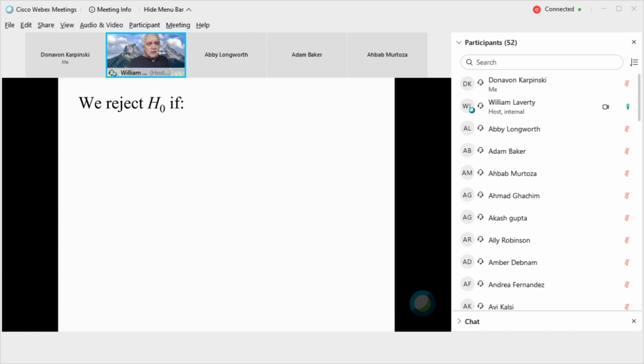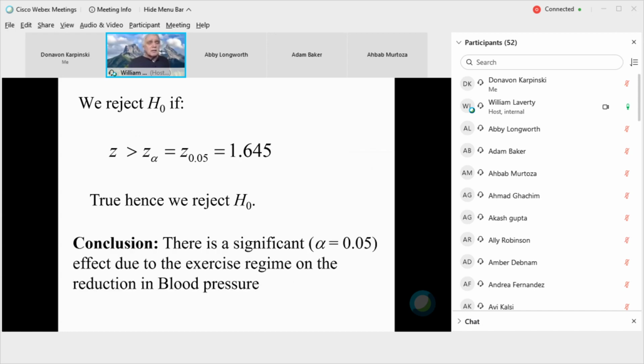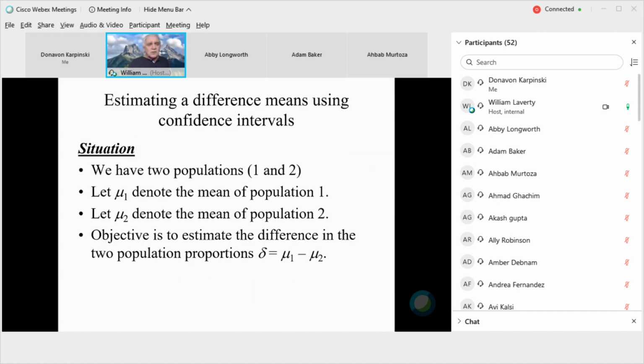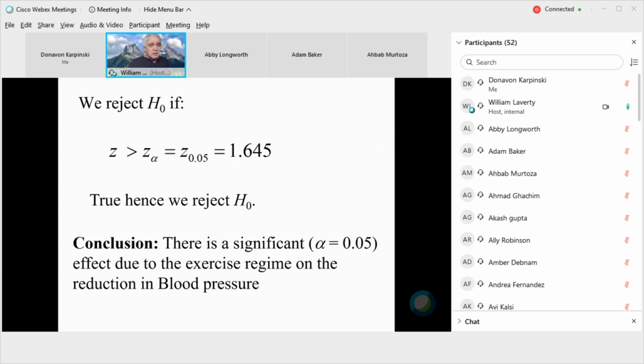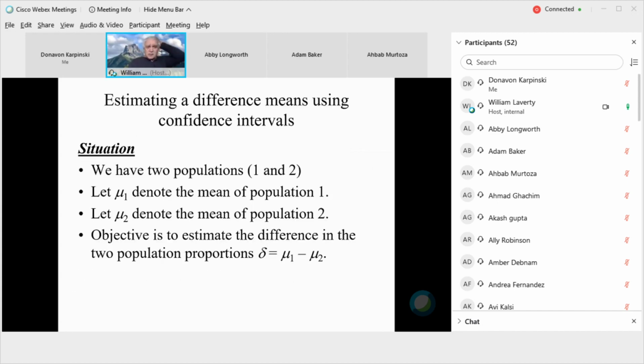The value of Z is quite a bit greater than 1.645, so we reject H naught. Conclusion: there is a significant effect due to the exercise regime on the reduction in blood pressure. It's much higher for those who've adhered to the exercise regime.